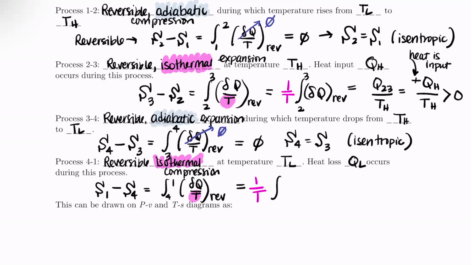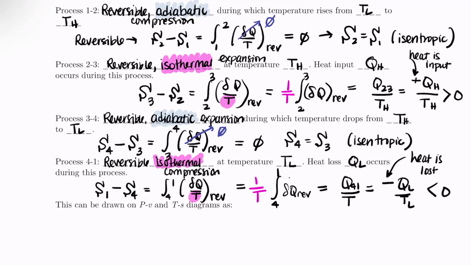And then our integral of delta Q for our reversible process from 4 to 1 is going to give us Q41 over T, which is now minus QL over TL. The minus sign is because heat is lost. So this means that our change in entropy is less than 0. Does this feel okay to everybody so far?